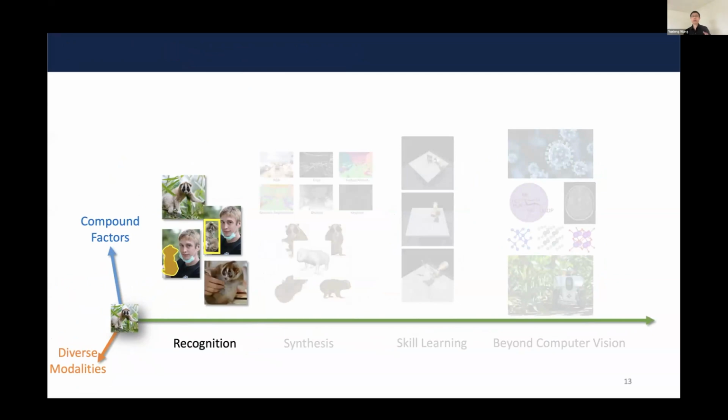Let's first consider few-shot recognition. We discuss how we extend the few-shot learning and meta-learning techniques from simple classification to deal with more challenging recognition tasks with structured outputs, as well as other compound factors and modalities.